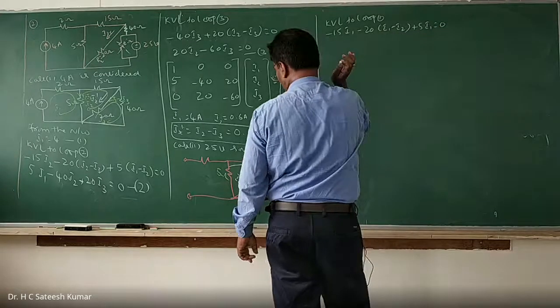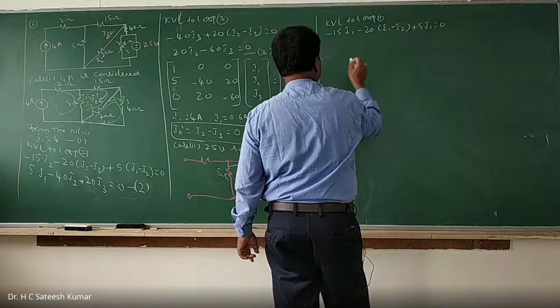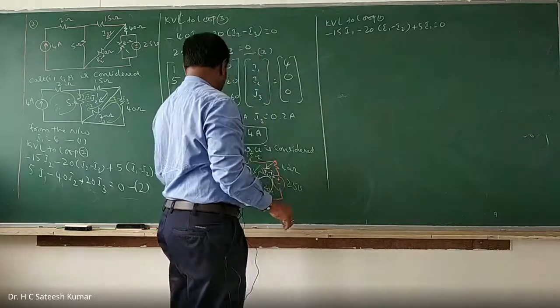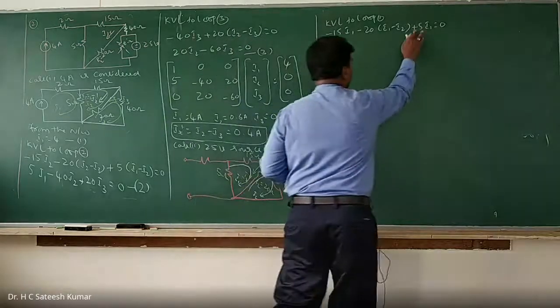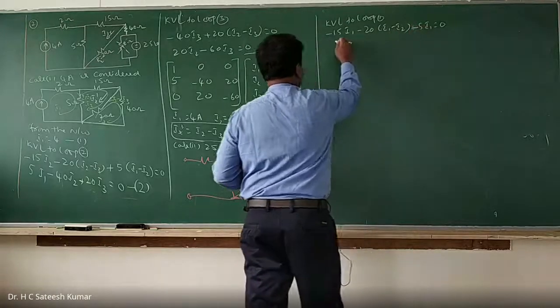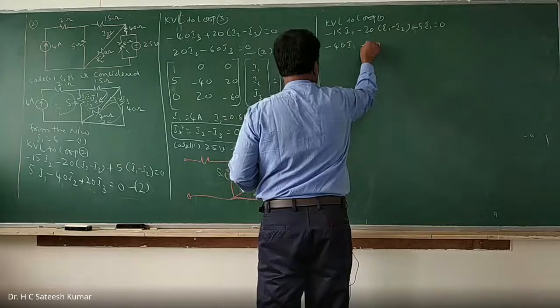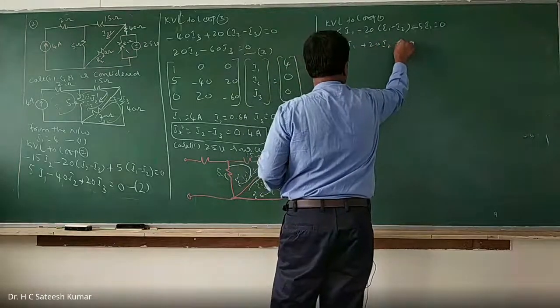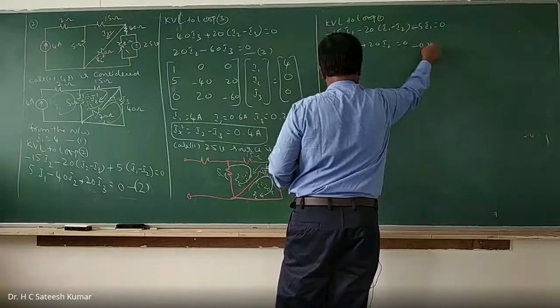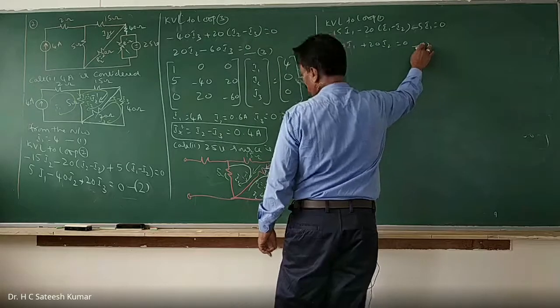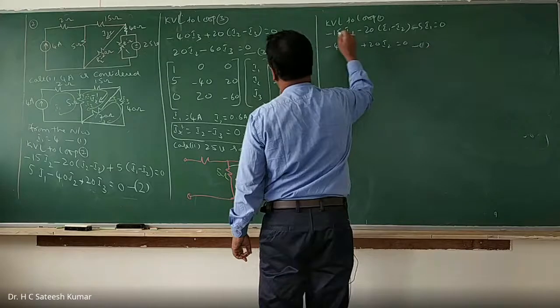So therefore, what will you get? Minus 5, minus 15, minus 20, that gives minus 40 I1 plus 20 I2 is equal to 0. Call this as equation number 1.